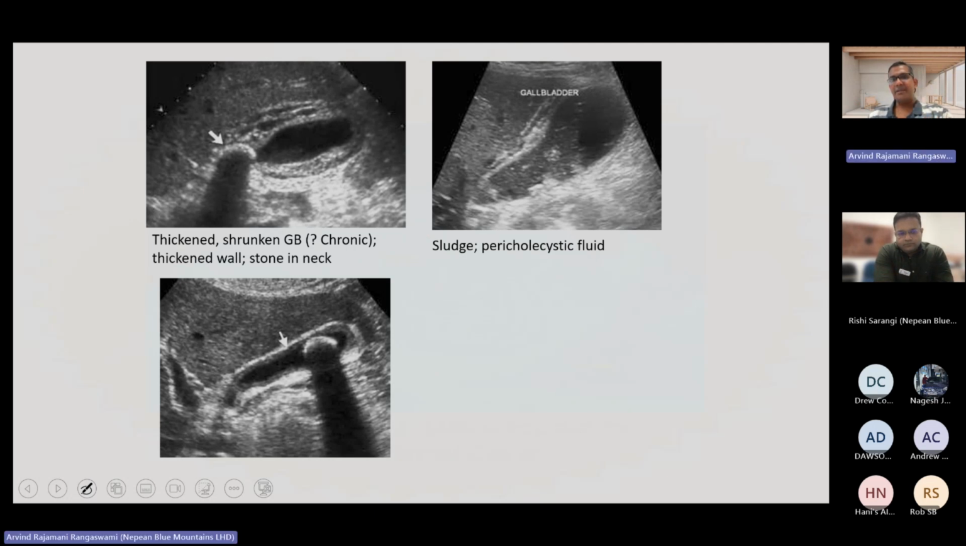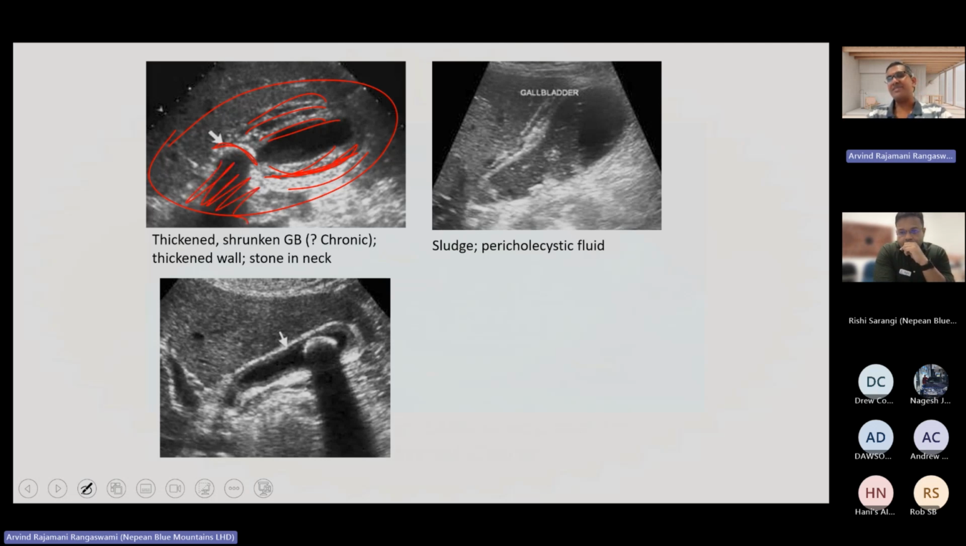These are some other examples, okay, of what else could happen when you have cholecystitis. This is an example of chronic cholecystitis. You can see the various layers. There's a lot of thickening of the wall, pericholecystic fluid here, okay, and there's an impacted stone in the neck of the gallbladder with acoustic shadowing, okay.